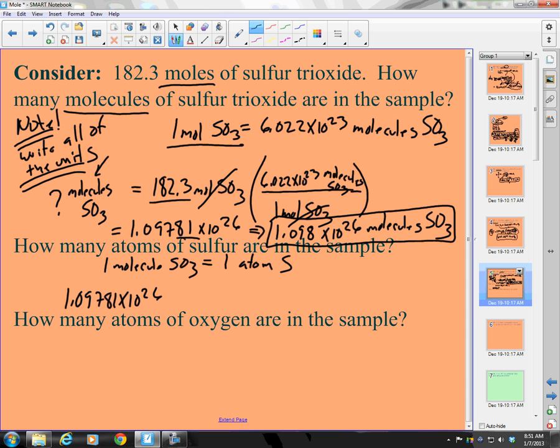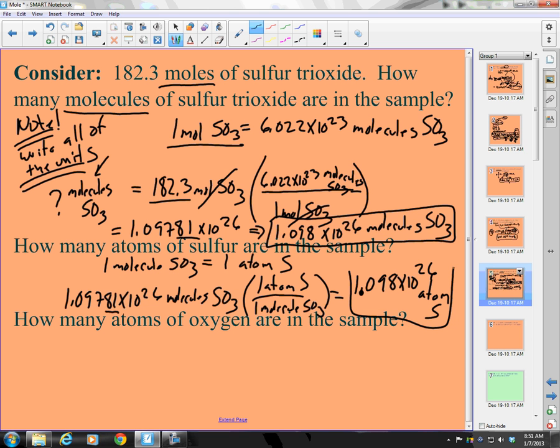I'm going to underline that. That means that's not significant. What is that? That is molecules of SO3 times what? One atom of sulfur times one molecule of SO3. And so I get 1.0, and we have to round to four sig figs, right? 1.098 times 10 to the 26 atoms of sulfur. Now, notice, folks, I put in my unrounded amount here. We don't want to round until we get to our final answer. And you'll see in this next question, you'd get a different answer if you use the rounded amount.